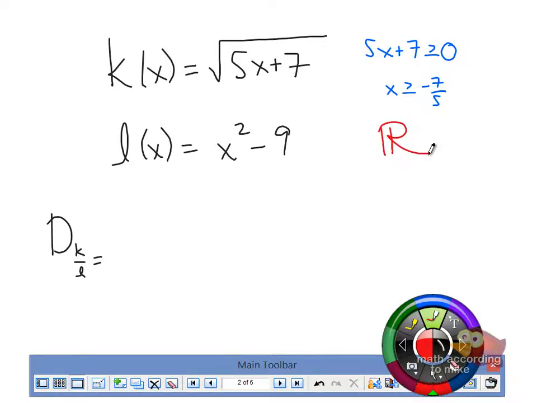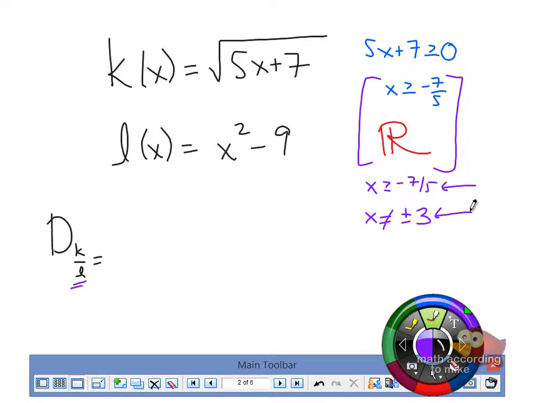So the domain of k over L would be all the numbers they have in common. Well, so far, putting these together, this says x has to be bigger than or equal to negative 7/5. This says x could be any number. So putting these together, what numbers do they have in common? X is greater than or equal to negative 7/5. But now, since we have a fraction, we have to take out any number that makes L equal to 0. So what values of x does that lead to? X can't equal plus or minus 3.